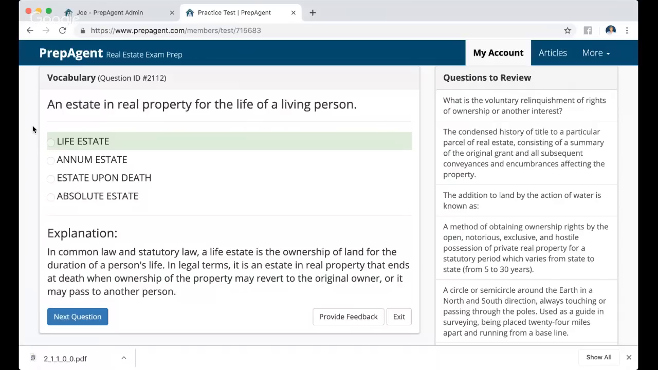Estate for years is for when there's a definite period of time. There's a clear termination date, like May 1st to April 8th. Periodic tenancy is when something is month to month or week to week. Estate at will means it can end at any time. Estate at sufferance means you are there past the agreed upon contract, also known as a deadbeat tenant.